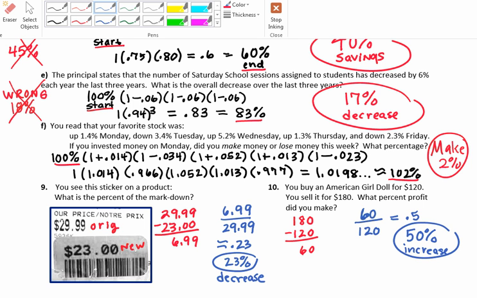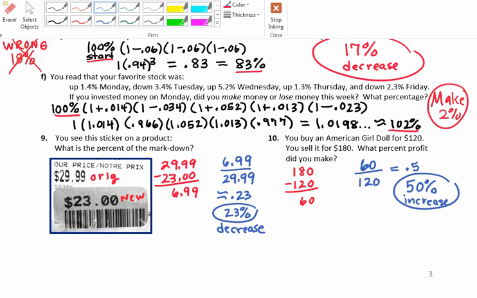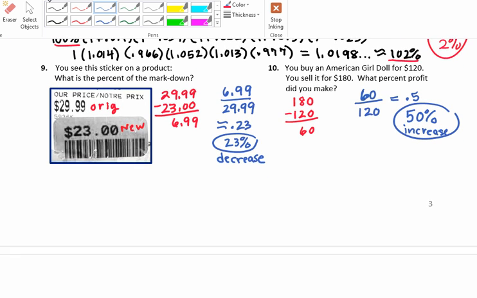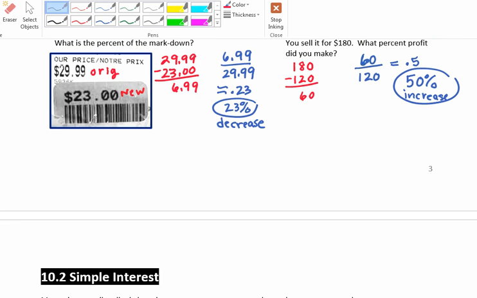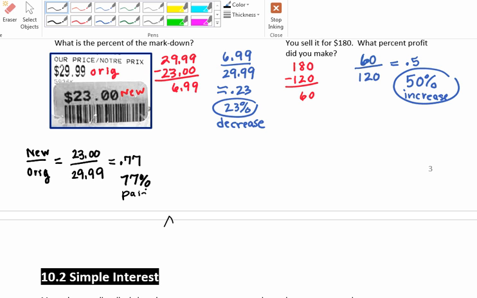Now there's another way to think about these two problems too, if you want to, that doesn't really use the formula, just a different way of thinking about the same thing. And that would be that you could take the new price divided by the original price, and that'll tell you what percentage you are actually paying. So in this case, the price was $23, and our original price was $29.99. If I do this in my calculator, I get 0.77. Or in other words, I paid 77% of the original price. So you can think about if 77% is what I paid, then I got a discount of 23%.